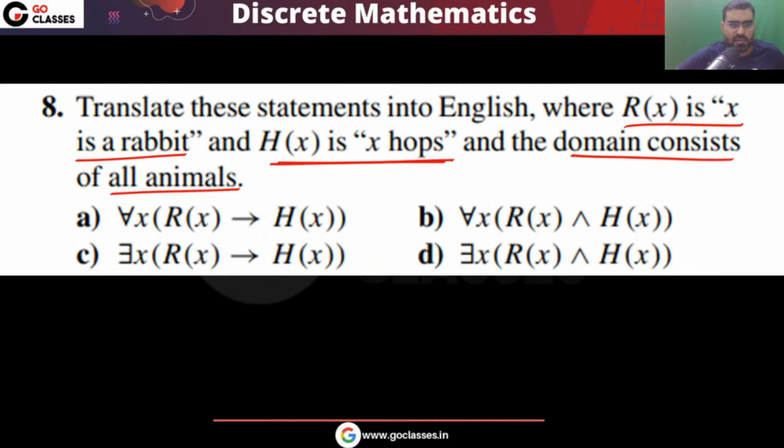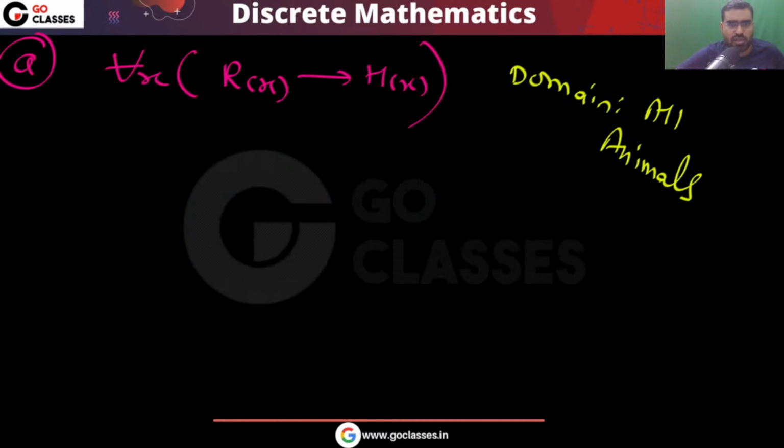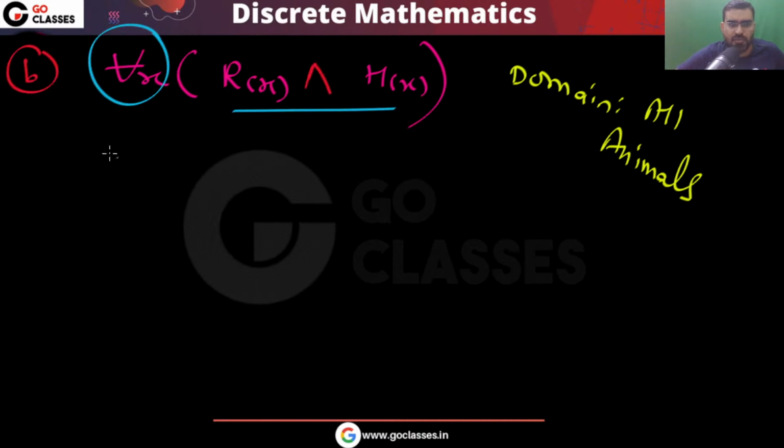Now let's see the next statement. So the previous one means every rabbit hops. What is the next? For all X, Rx and Hx. What does this mean? For all X. This is option B. For every animal, we are saying that you are a rabbit and you are hopping.